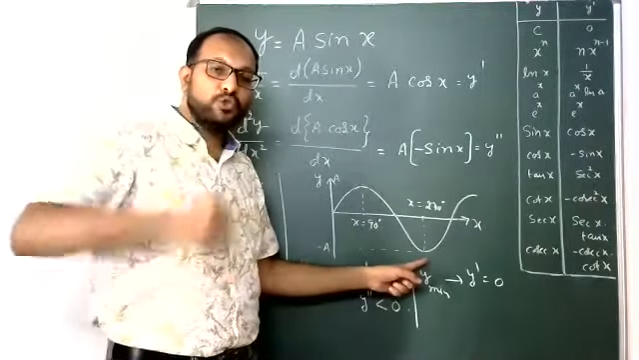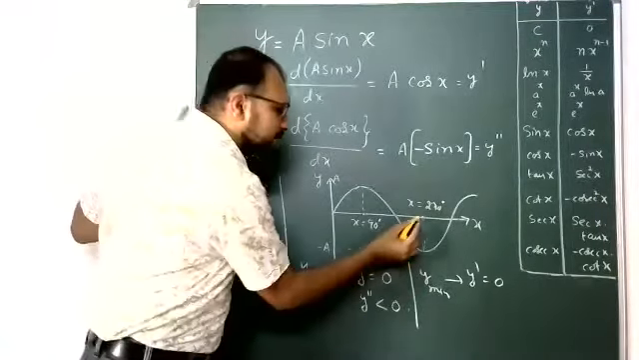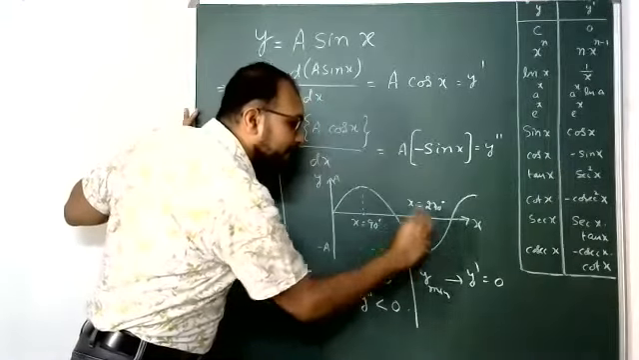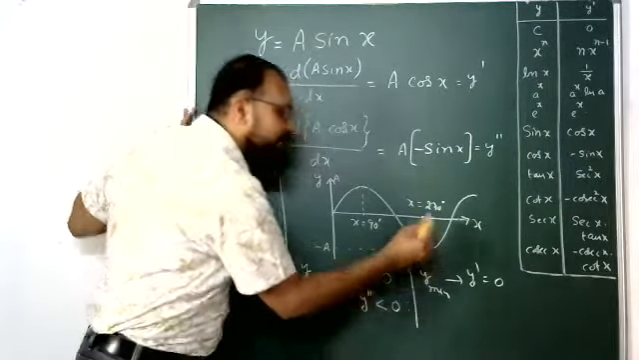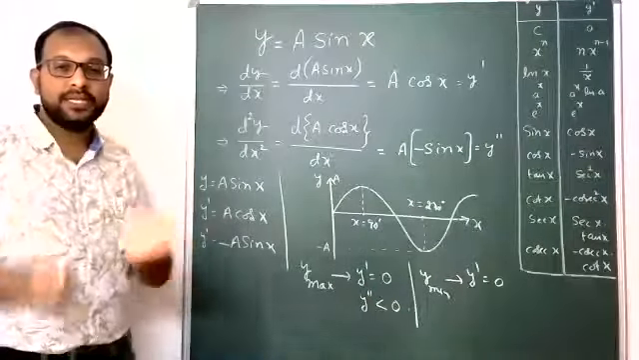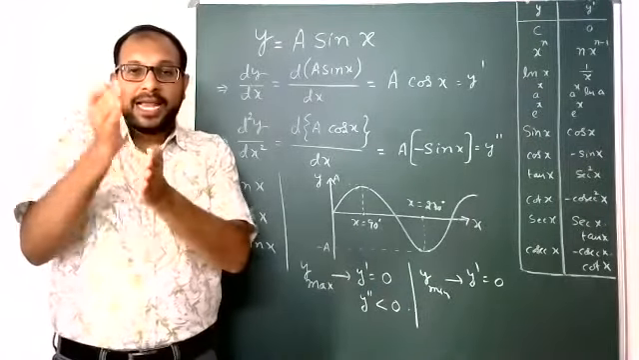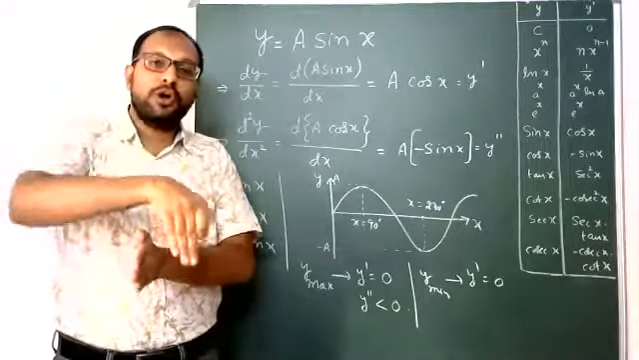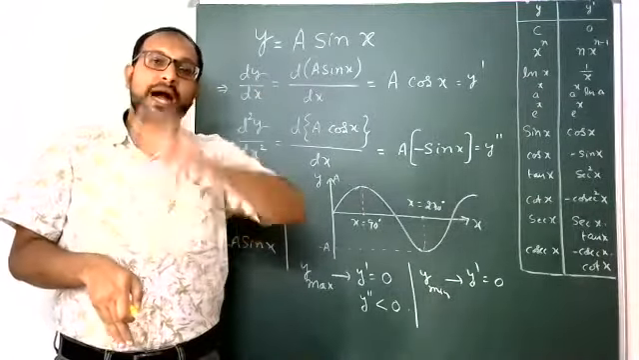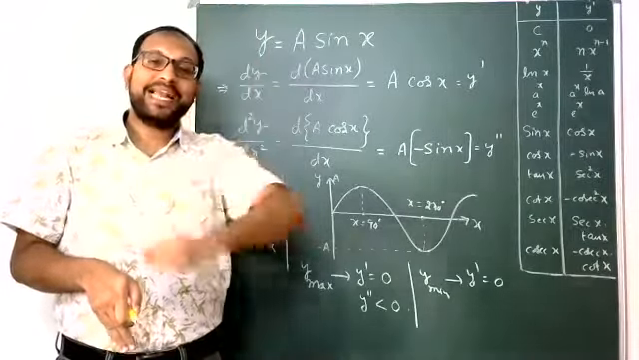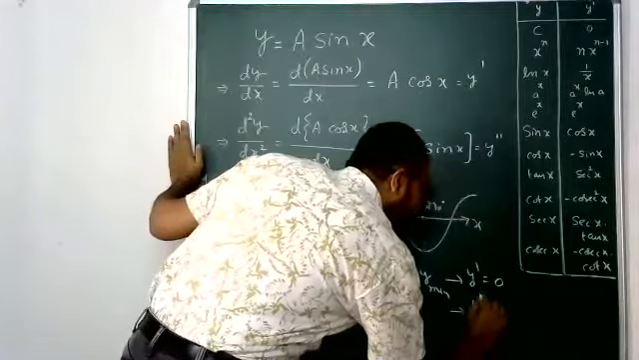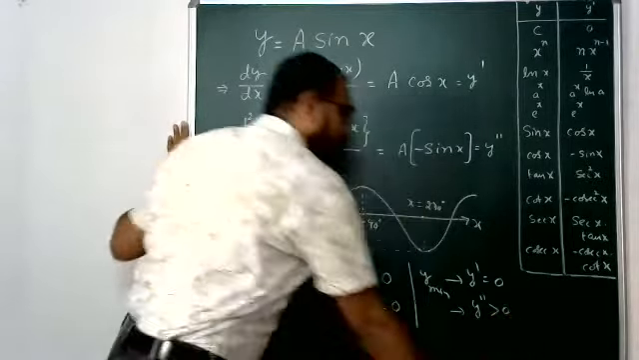First derivative 0, but derivative of derivative, slope of slope: just before 270, slope is negative. But after 270, slope is positive. That means slope changing from negative to positive, means change in slope is positive. Slope of slope is positive. Second derivative is positive.